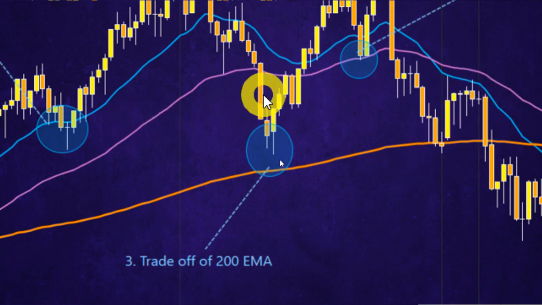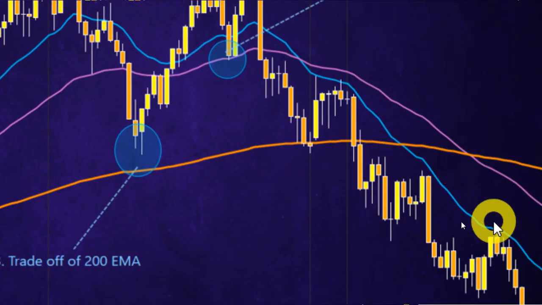This is not a sell signal right here. All right, this is not a sell signal because the moving averages have not crossed one another. This is still a buy opportunity. When the moving averages cross, then it's a sell signal, and then it becomes a strong sell signal when price drops below the 200. This is a very, very strong sell signal over here.